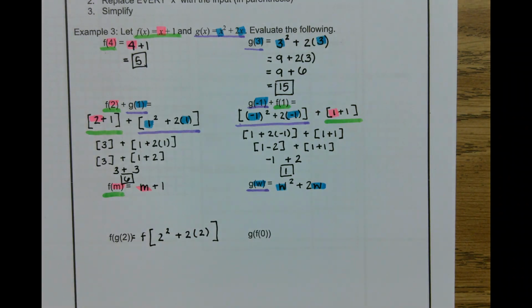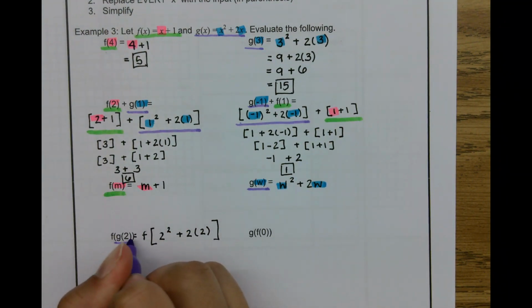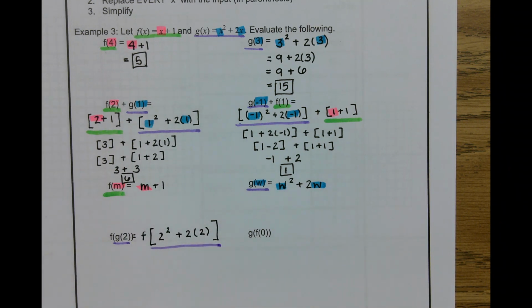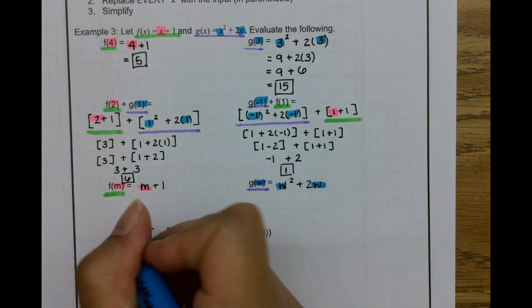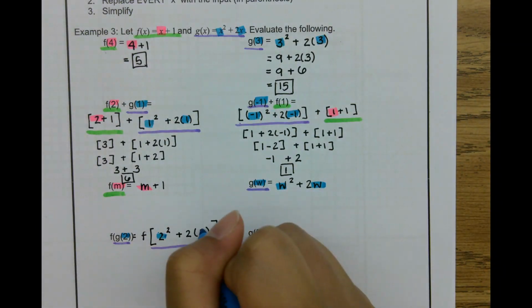So let me do some highlighting for us. This g of 2 here is this part, right there. Okay. And then we plugged this into all of my x's. So that's why that's this and this.